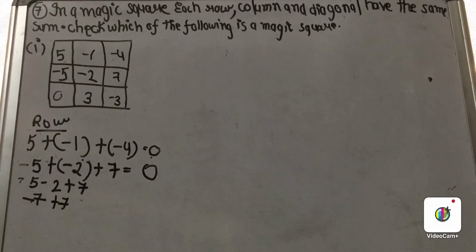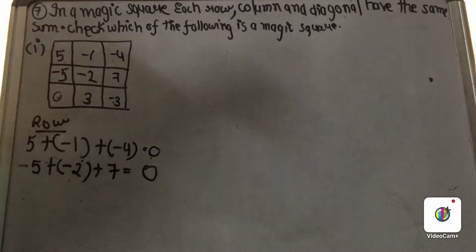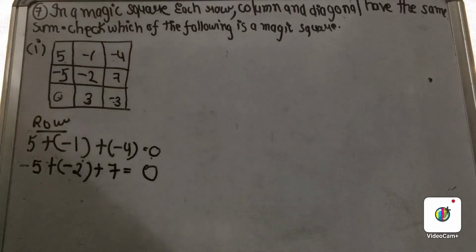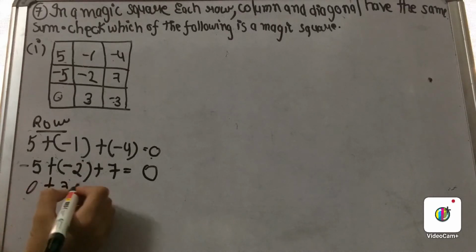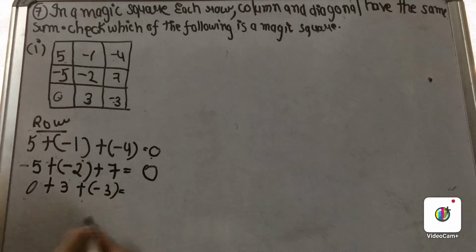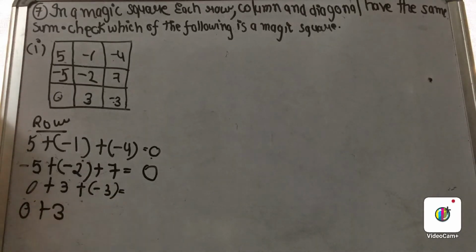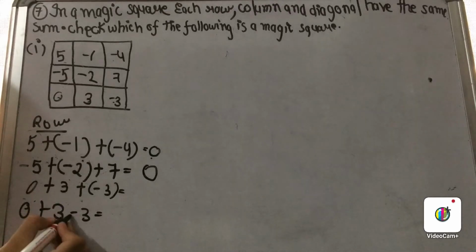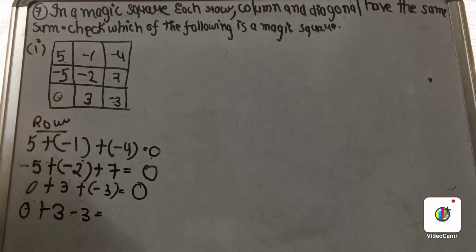So now let us move to the next row. What is our next row? Our next row is 0, 3 and minus 3. So now let us add these numbers: 0 plus 3 plus minus 3. Now let us solve this equation. 0 plus 3 plus minus 3, so it will be minus 3. So now 0 plus 3 is 3, and 3 minus 3 is equal to 0. So this answer would also be 0.